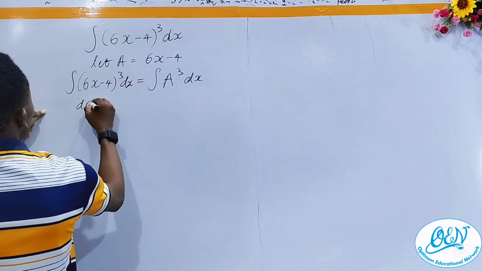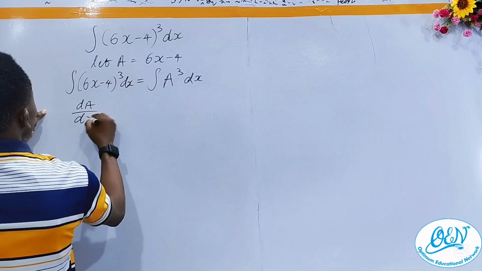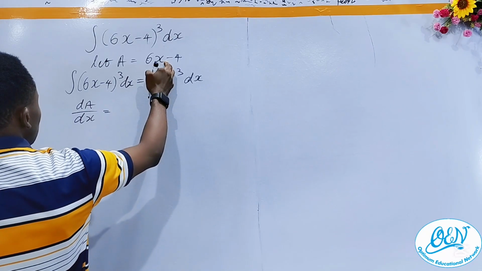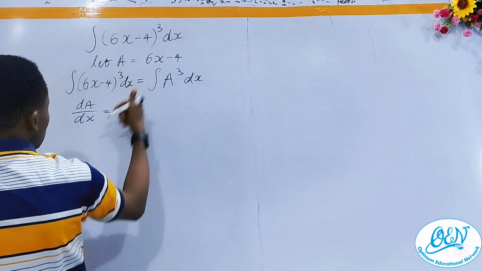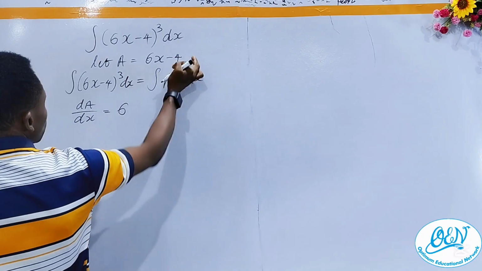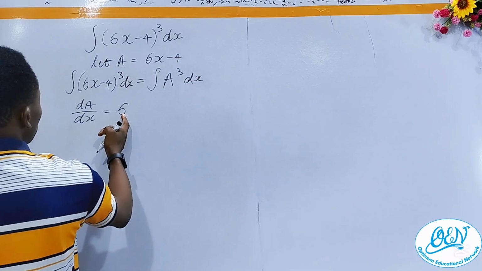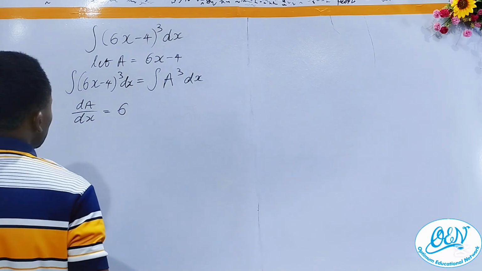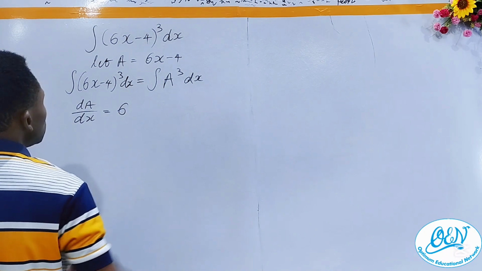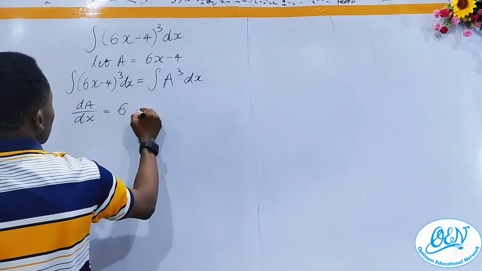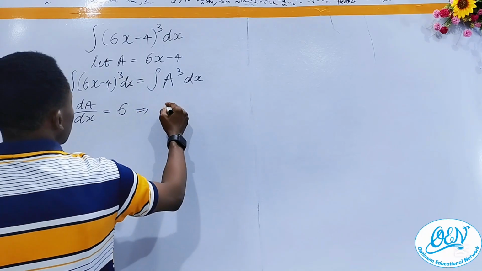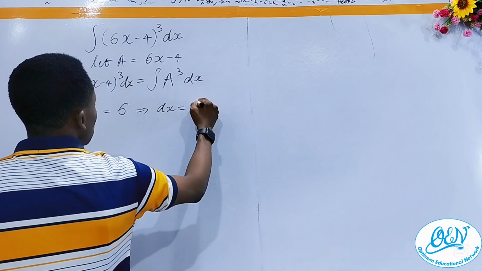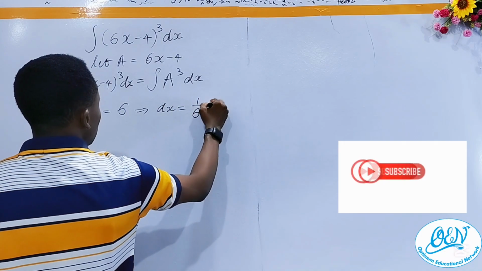So the derivative of a with respect to x will be equal to differentiating this. By differentiating term by term, differentiating this will have 6. Of course, this one will give us 0. So this is the derivative of this. Now with this, since we are trying to get dx, we can say dx will be the same thing as 1 over 6 dA.